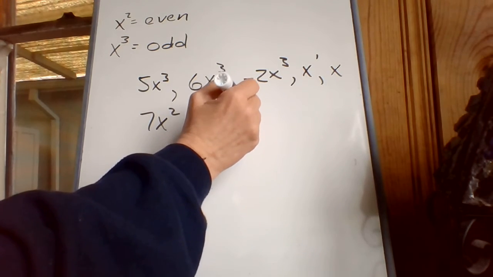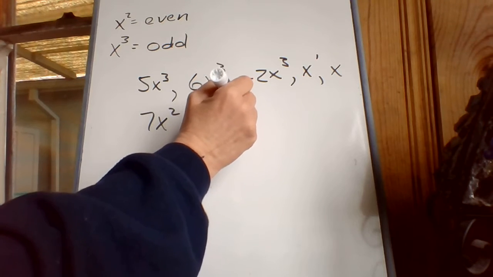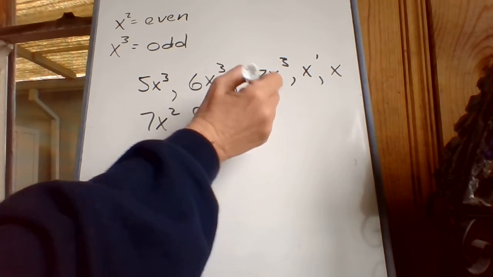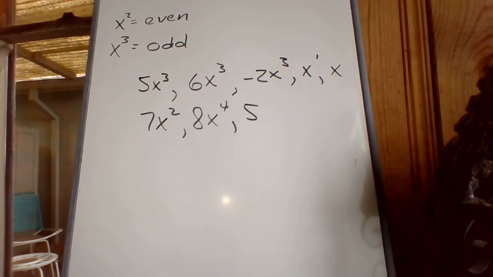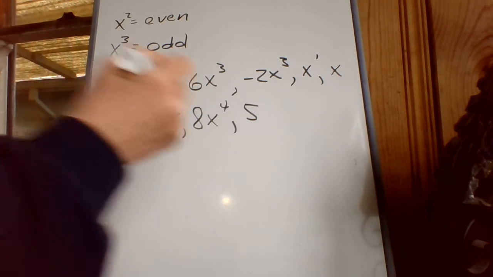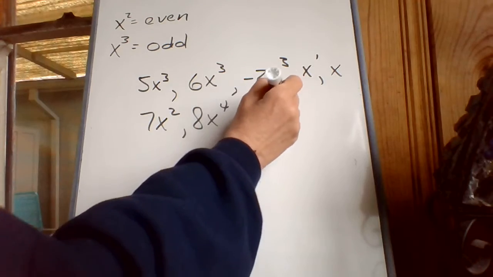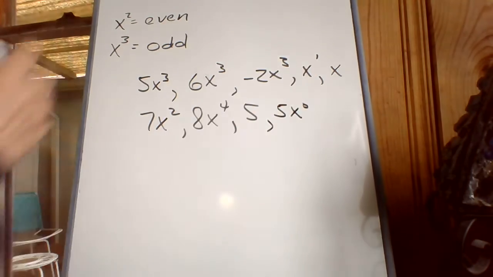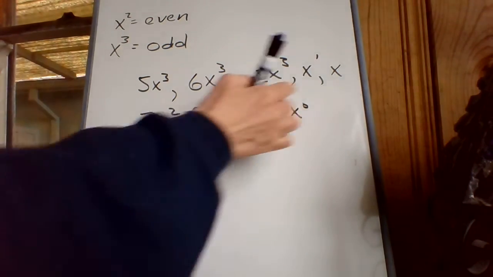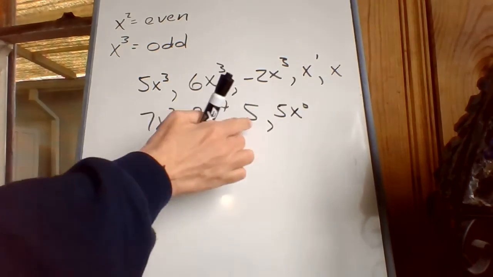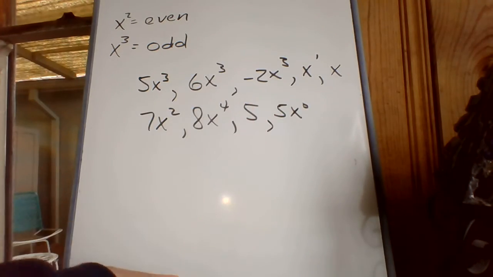Plain old numbers, okay, like if it just said 5 out here, plus 5 or something. If it says just 5, that's even because it's really like 5x to the 0. No one ever writes x to the 0. But so plain old x's count as odd. Plain old numbers count as even.